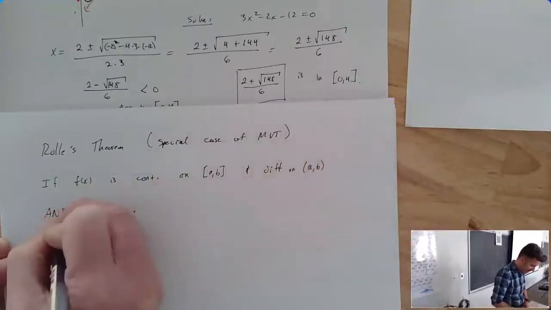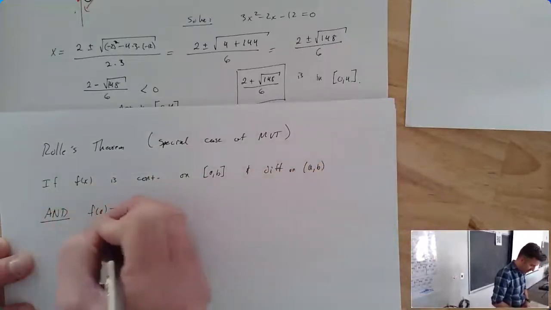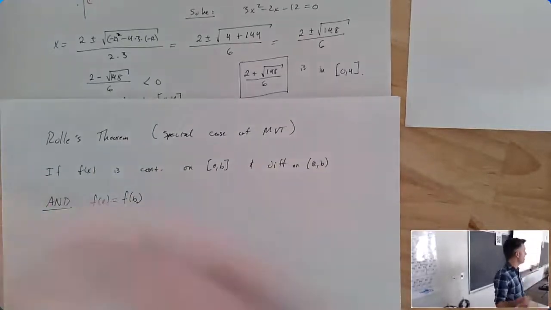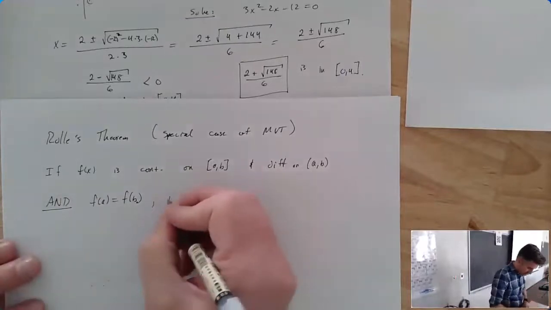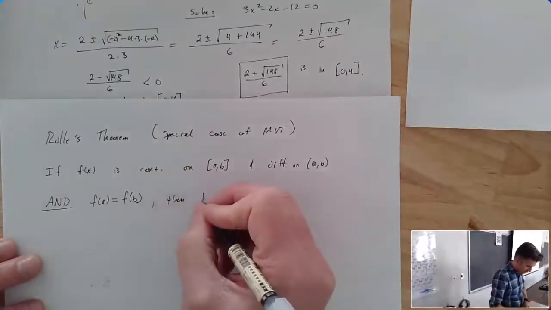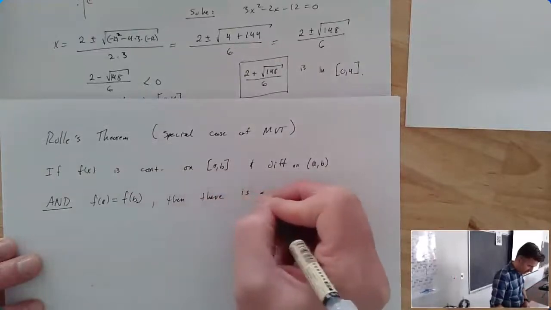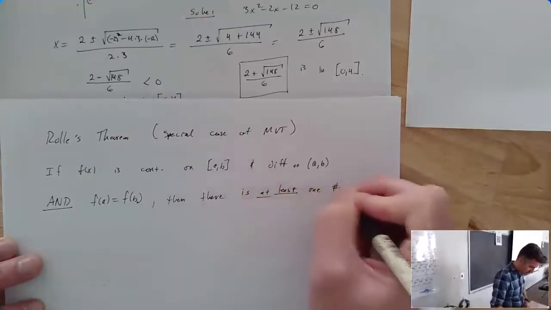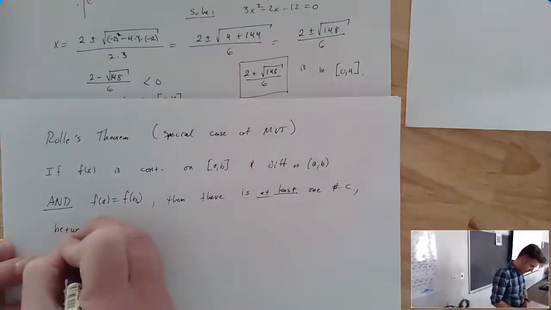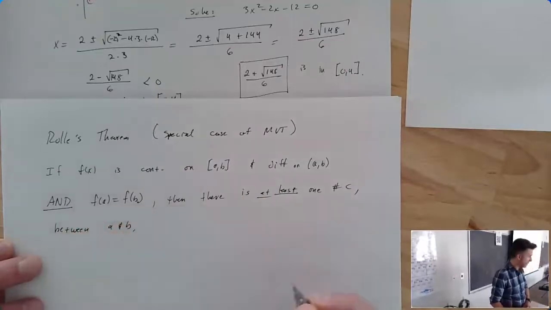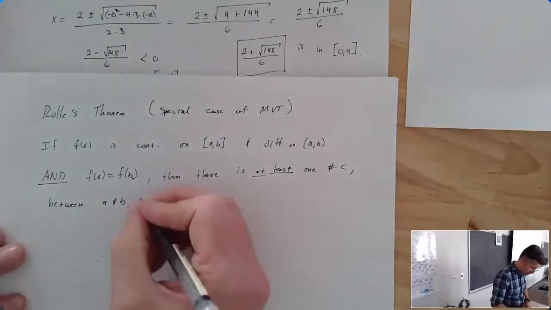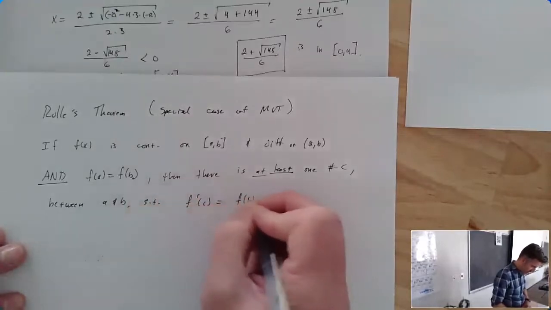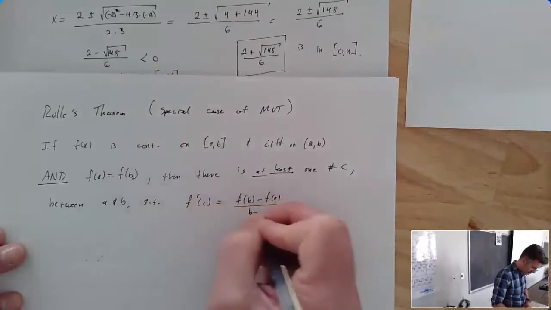and the endpoints happen to have the same y value, then the rest is still the same. Then there is a number c. I should say that there is at least one number c between a and b. And I'm going to write this in an atypical way just to point out that it's really the same. Such that f prime of c is equal to f of b minus f of a over b minus a.